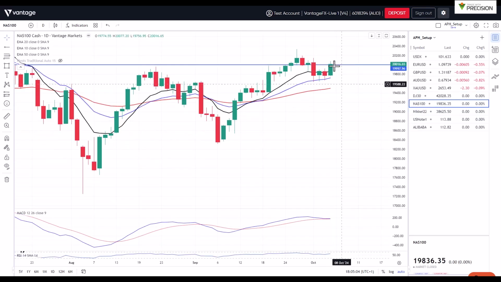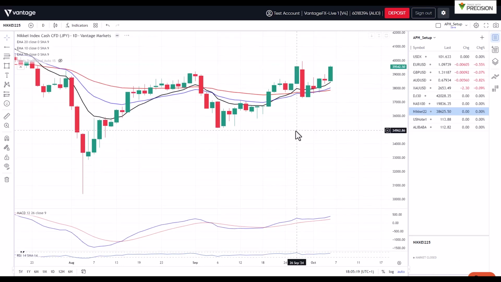Now, if we have a look at the NASDAQ as well, you can see a beautiful retracement, a pullback right into the moving averages, and it's already started its next leg up. The MACD is generally producing higher highs, just showing that this trend is relatively bullish and still intact. So for now, I expect this to continue to head higher.